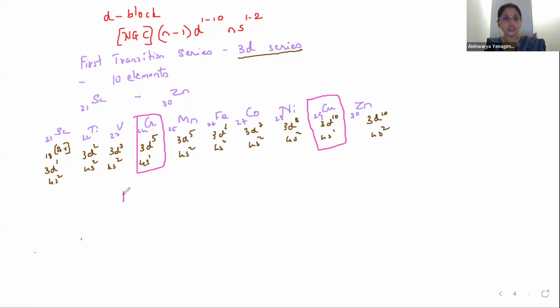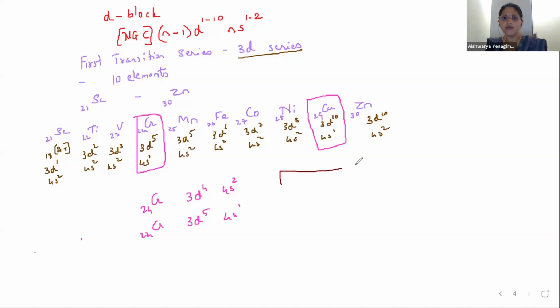The chromium configuration we had expected, for chromium whose atomic number is 24, was 3d4 4s2. But it is not 3d4 4s2; for chromium 24 it is 3d5 4s1. Now what is the reason? We need to understand the reason here.